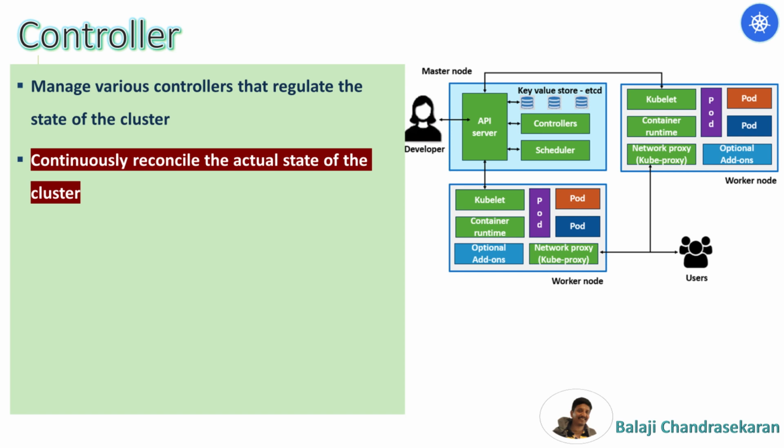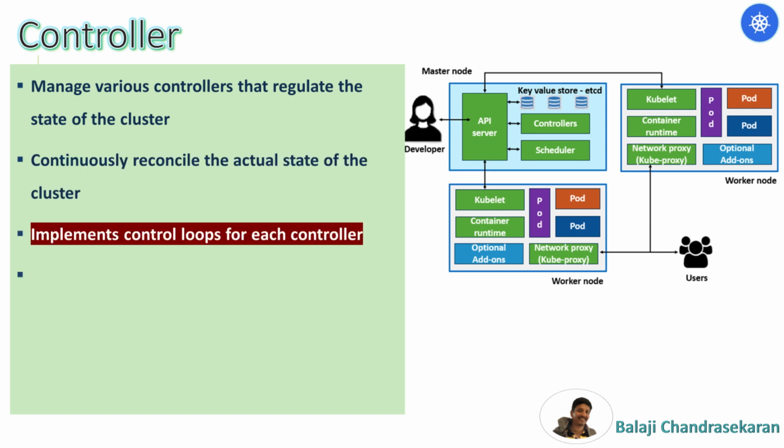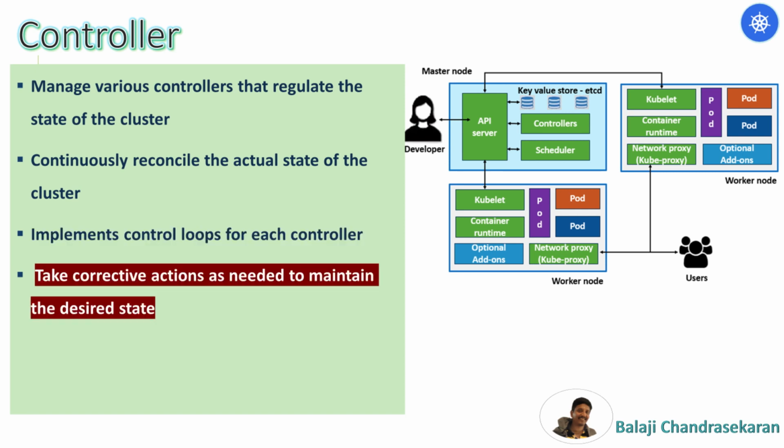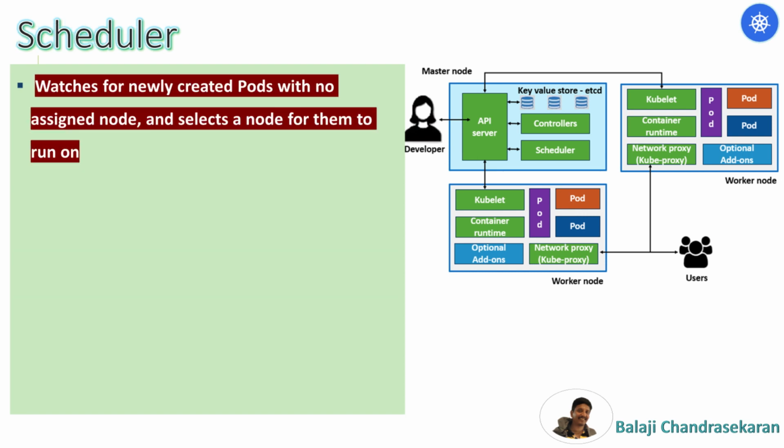These controllers continuously reconcile the actual state of the cluster with the desired state specified in Kubernetes objects, such as deployments, services, pods, etc., ensuring that the cluster remains in the desired state despite any changes or failures. The kube-controller-manager implements control loops for each controller, periodically checking the cluster state and taking corrective actions as needed to maintain the desired state.